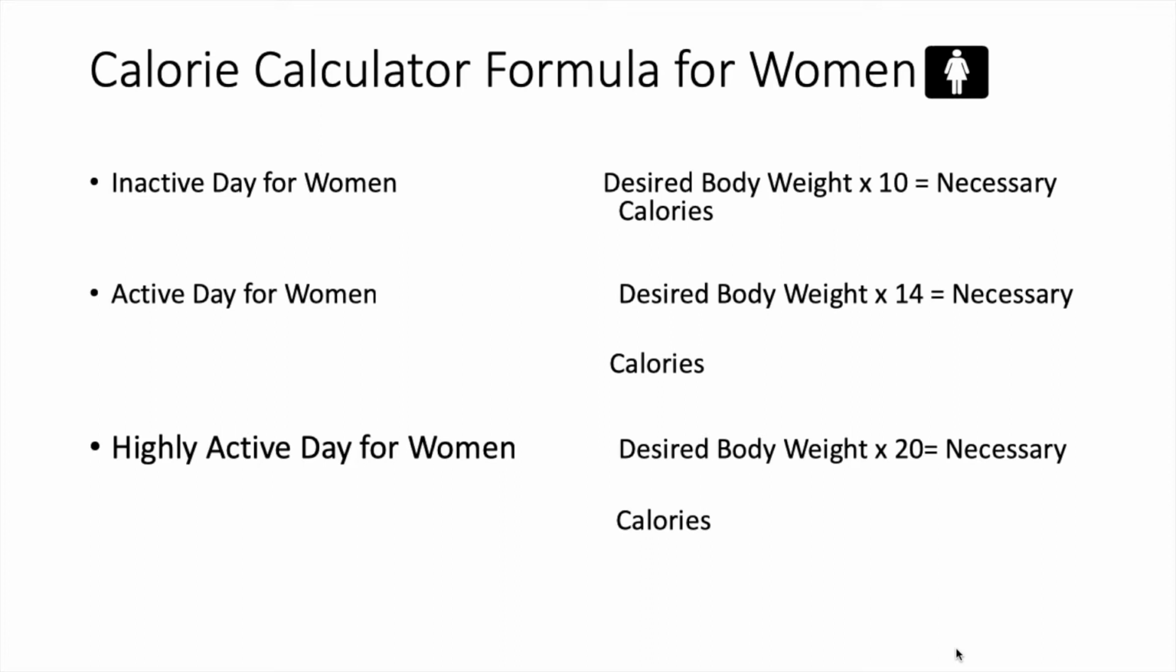On the days you're highly active, meaning you worked out or you ran, burnt a lot of calories, you're going to take your desired body weight and multiply it times 20. And that's how you can tell your necessary calories for that day.